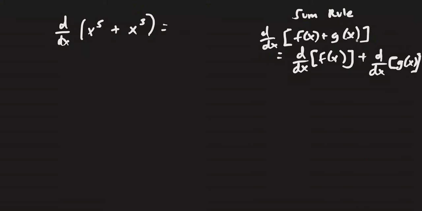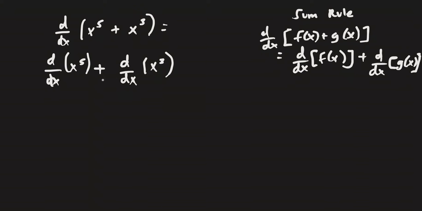this. So let me use the sum rule to solve this question. So I'm going to first break this into two parts like this. So I'm going to apply the derivative to this x to the fifth power, and then add that to the derivative of x to the third power.